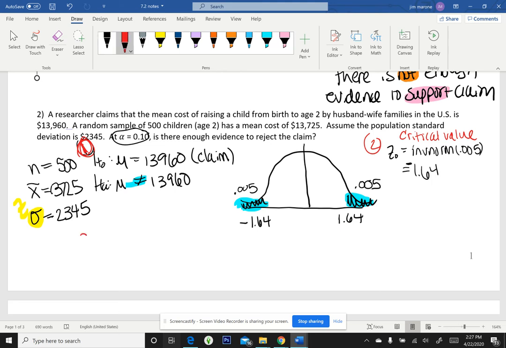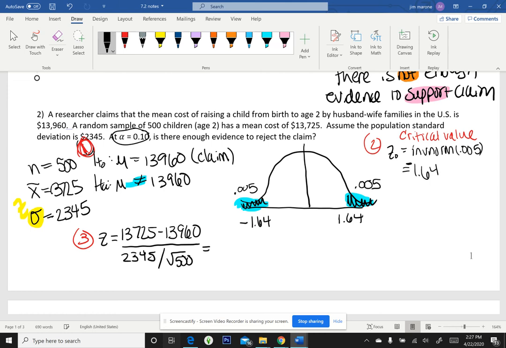So the third step is to use our formula to find the test value or the test statistic. It's the sample mean minus the population mean divided by the population standard deviation divided by the square root of n. So we should get negative 2.24. So that is our test value. We see where it falls on this number line. Well, negative 2.24 is definitely in the shaded region here.